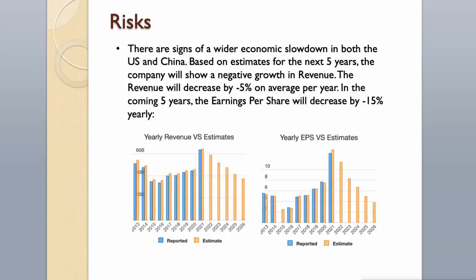There are signs of a wider economic slowdown in both the US and China. Based on estimates for the next 5 years, the company will show a negative growth in revenue. The revenue will decrease by -5% on average per year. In the coming 5 years, the earnings per share will decrease by -15% yearly.